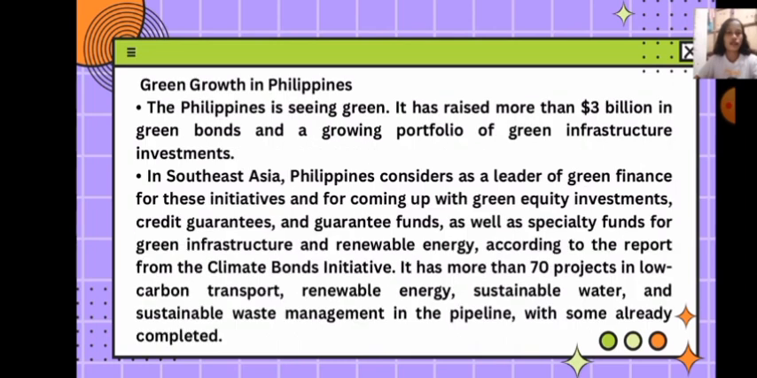So next, now let's talk about green growth in the Philippines. But before that, I just want to insert that there are partnerships, institutions or organizations in cooperation, working together to attain their goals, joining forces like that.